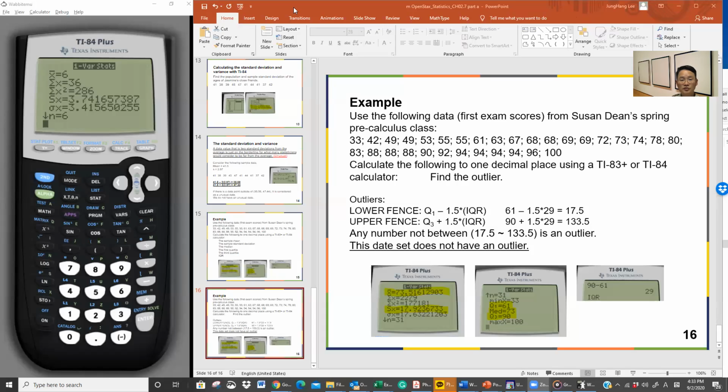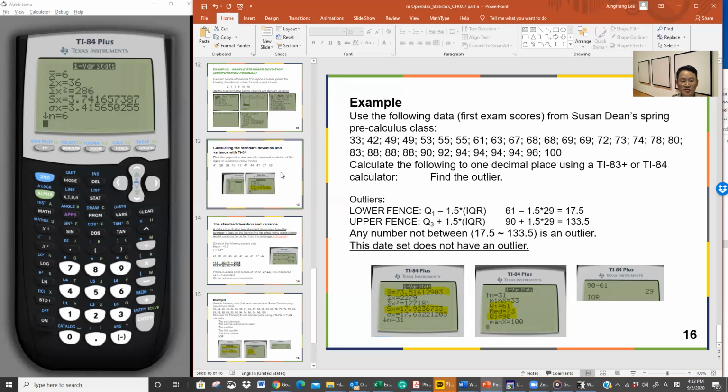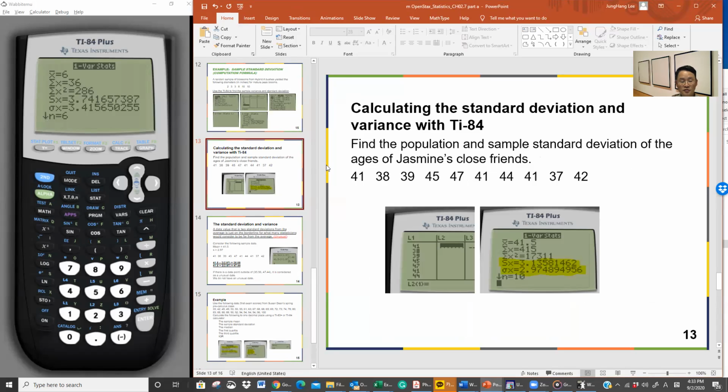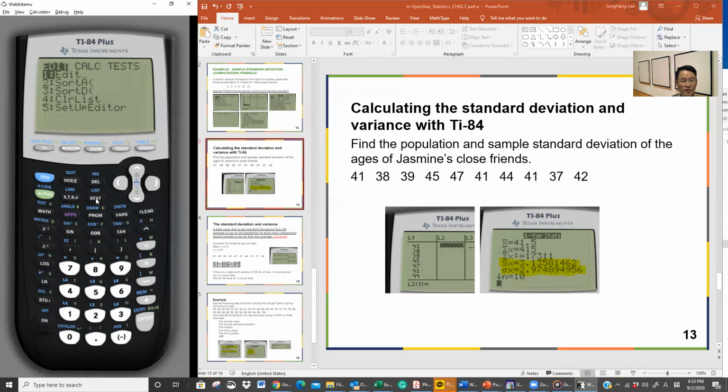Okay, so these are the data points. If we do it together, we're going to go to stats, edit, and let me clear this. Clear, enter, and 41, enter. 38, enter. 39, enter. 45, enter.